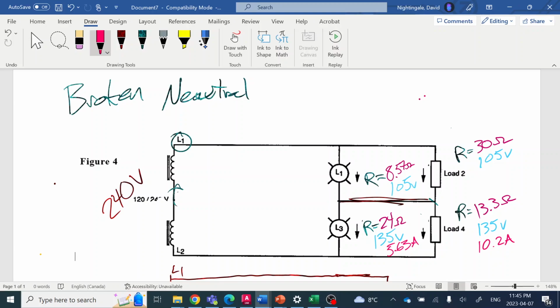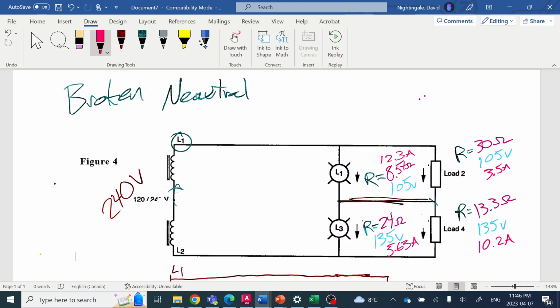105 divided by 30 is going to give me 3.5 amps through load 2, and 105 divided by 8.57 is going to give me 12.3 amps going through that load there. All right, so if it asks for that in a particular question, we're able to solve for the current going through each of those loads now.